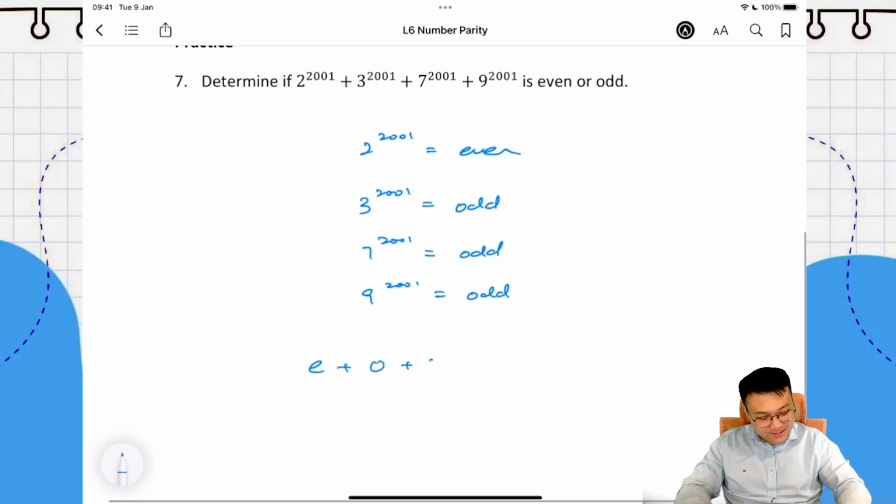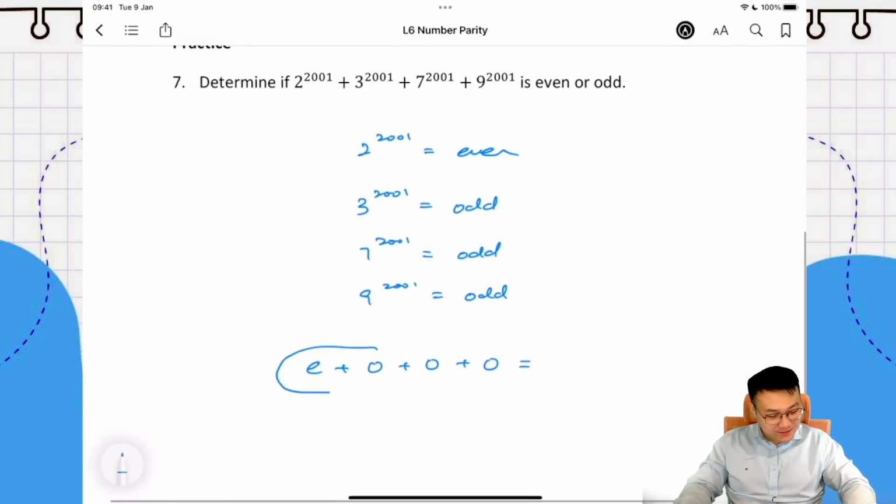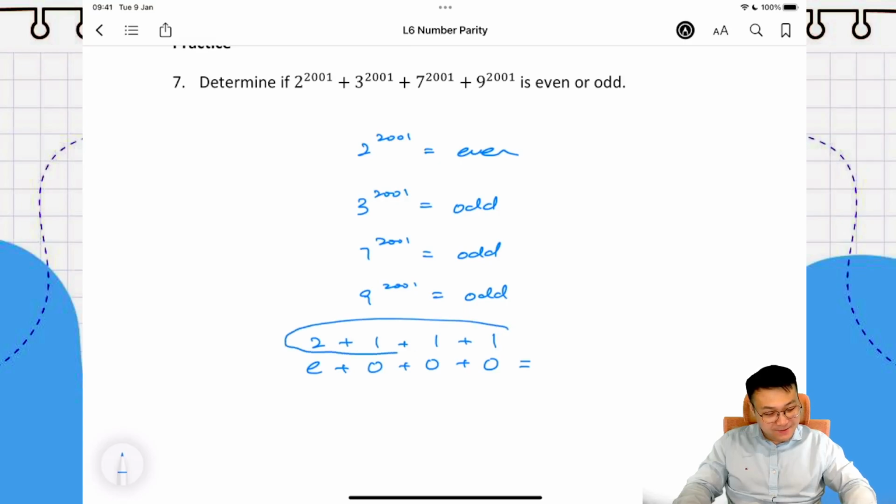even plus odd plus odd plus odd. What is the final outcome? You can do it two at a time. Even plus odd is? Even plus odd. Okay, come, let's use numbers. Even plus odd, what do you get? Odd. Plus odd again? Even. So final answer is even or odd? Odd. Yes, it is odd.